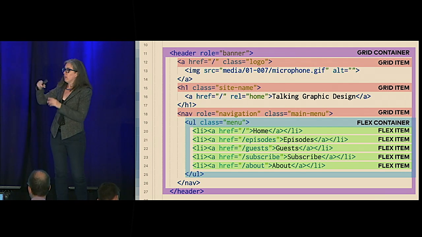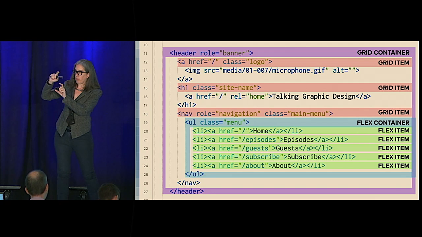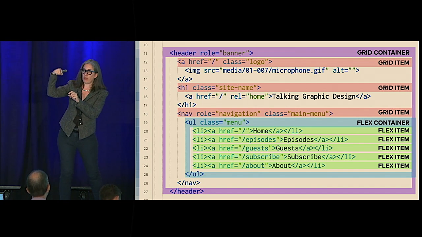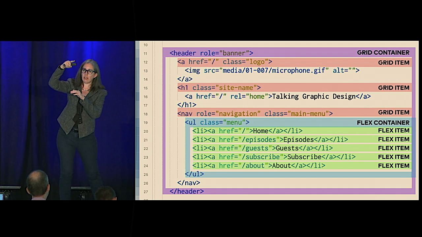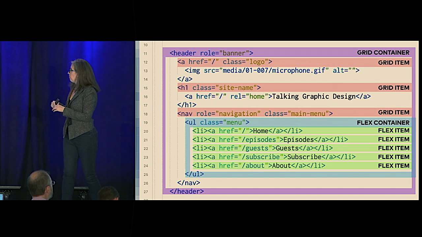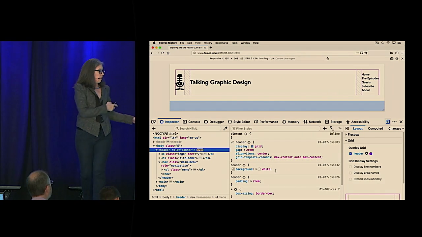It works like this. You're basically picking a very specific place in the DOM, and you're saying, okay, put Flexbox here, and then the direct children are Flex items. Put grid here, and the direct children are grid items. So that's what we're going to do.